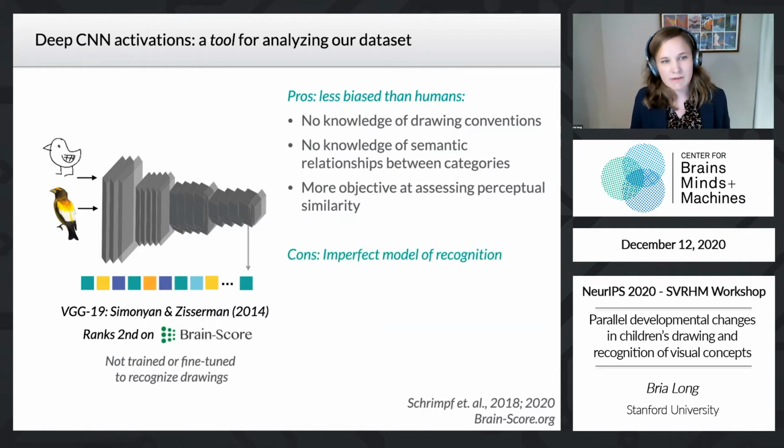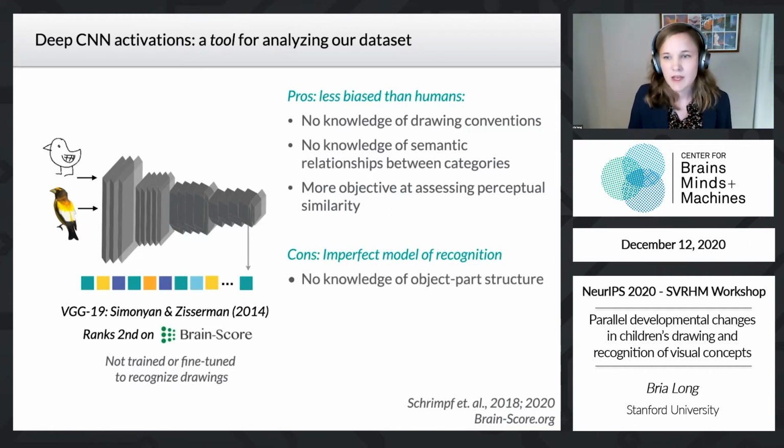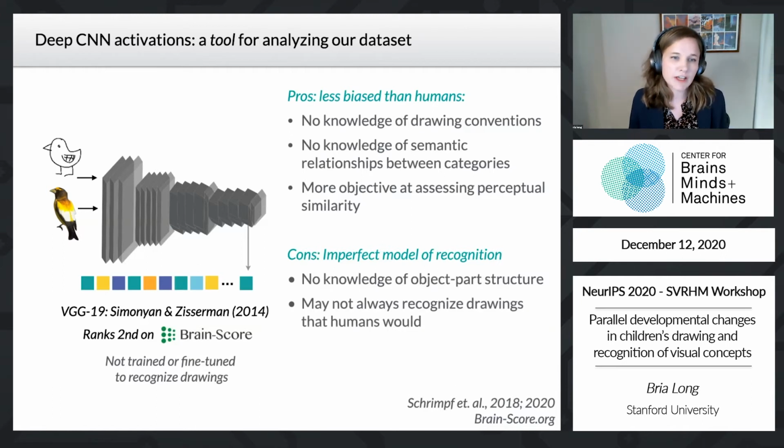Of course, however, VGG19 is not a perfect model of recognition. In particular, it lacks knowledge of object part structure, doesn't know what beaks or wings are, and it may not always recognize drawings like humans would. Nonetheless, for our purposes, we think that the pros outweigh the cons, especially for analyzing this large data set.